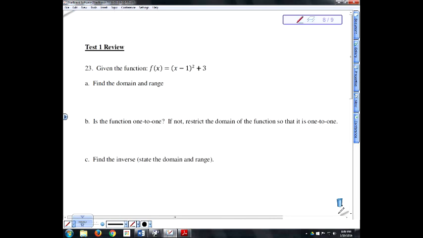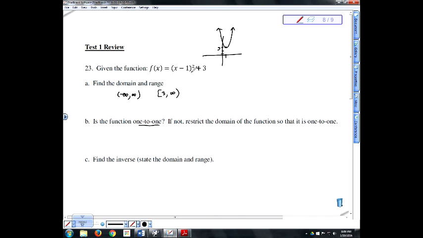Okay, a quick sketch of this graph. If we move 1 unit to the right and up 3 units, this would be a parabola. Looks something like that. So the domain is all real numbers. The range, the lowest number on the y-axis is 3, so the range is from 3 to infinity. Now, is the function 1 to 1?